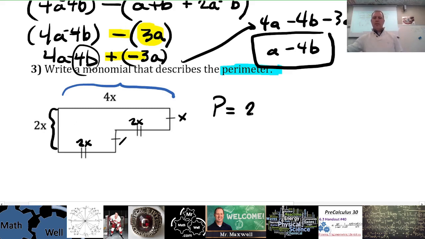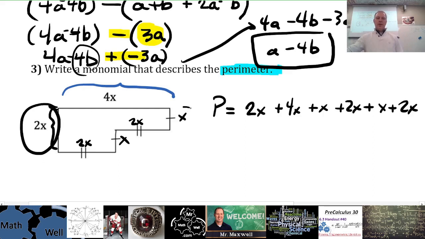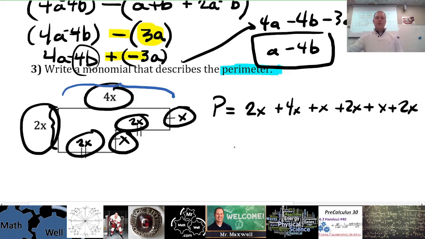I've got 2x on the far side. I've got 4x on the top. I've got an x over here. I've got a 2x. I've got an x here. I've got another 2x. So we should have 2x plus 2x and 4x plus 4x. That's what we should end up having.